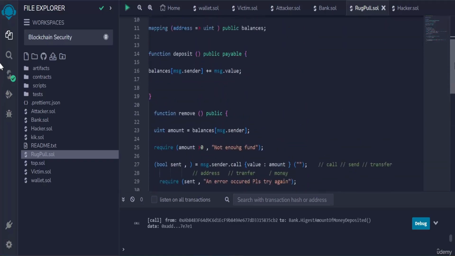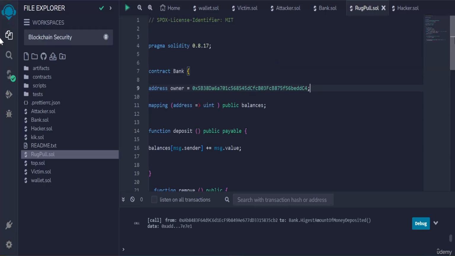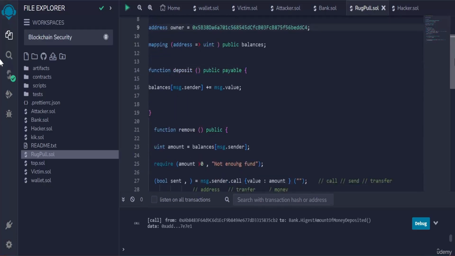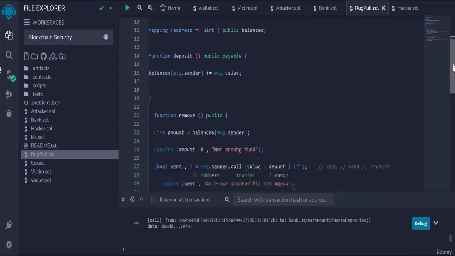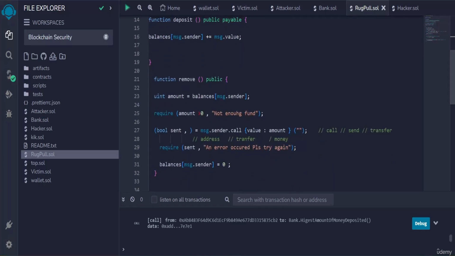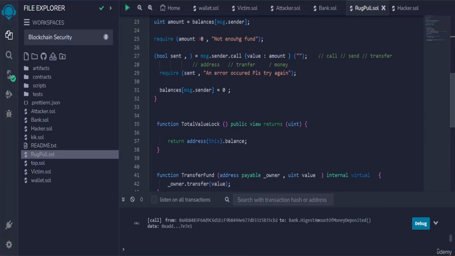We can just have a recap about what this contract is supposed to do. First of all, we have the function deposit that allows investors to deposit money inside. We also have the remove function, which we explained extensively in the reentrancy attack. This remove allows investors to remove their funds. Now we have the total value locked, if you want to see everything that has been put inside this smart contract since the beginning.